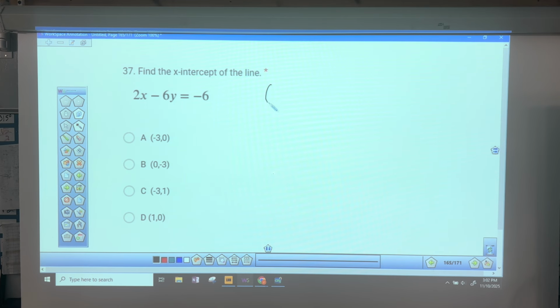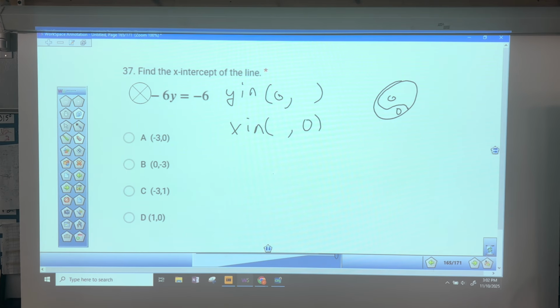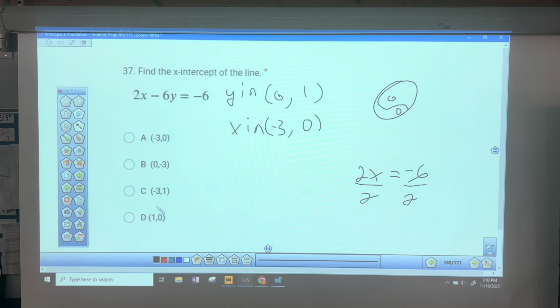Find the x-intercept. So y-intercept would be 0, a number. X-intercept would be a number, 0. So this is my yin. This is my yang. And this is the one we're looking for. So if we find the y-intercept behind that, that would be 1. That's not what we're looking for, 0, 1. The x-intercept, though, we would hide the y value. So that gives us 2x equals negative 6. Oof. Almost fell for it. It's negative 3, 0.